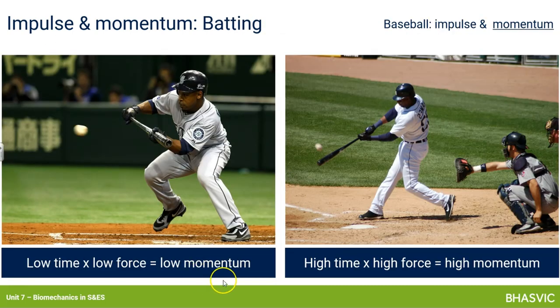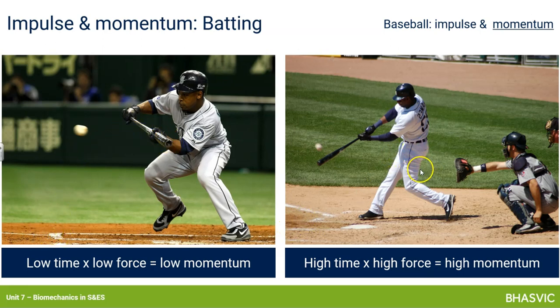This can also be applied to baseball. So in baseball, the batter can do what we call a bunt. And that means the ball comes, and they will almost block or tap the ball. So that's a very quick contact with the ball and very low force and low momentum. And the ball will just drop down here.